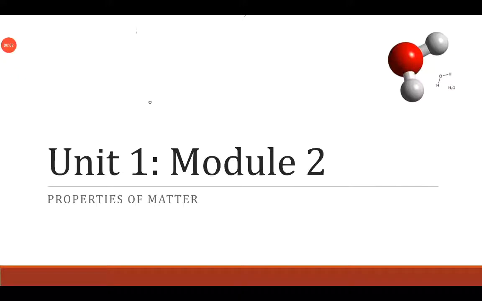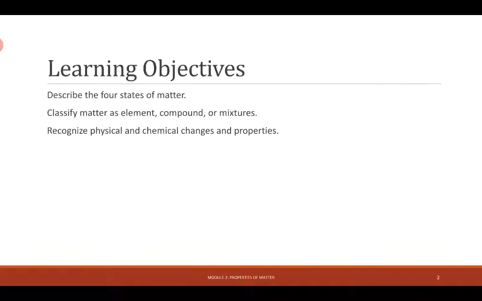In this video, we will be learning about properties of matter. The learning objectives for this module include describing the four states of matter, classifying matter as elements, compounds, or mixtures, and recognizing physical and chemical changes and properties. Before we get started on these learning objectives, we need to talk about what matter is.